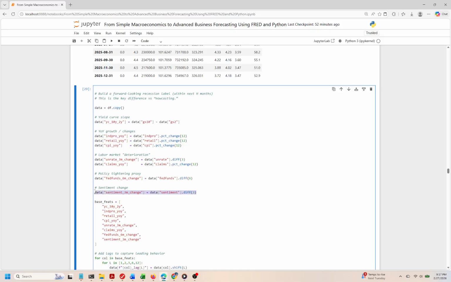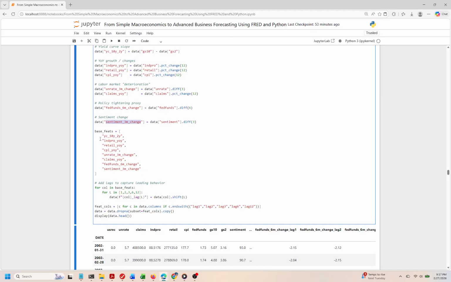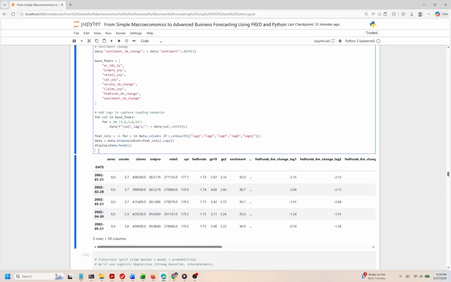To capture leading behaviors in the data, we introduce lagged versions of these variables, specifically looking back 1 to 12 months. This allows us to model how changes in these metrics can predict future economic states. The resulting feature columns include all these lagged variables, which we carefully select and clean by dropping any rows that contain missing values for these features. As we display the top rows of our modified dataset, we see the structured preparation necessary for our predictive analysis.